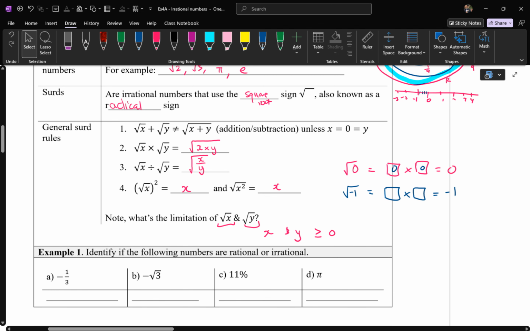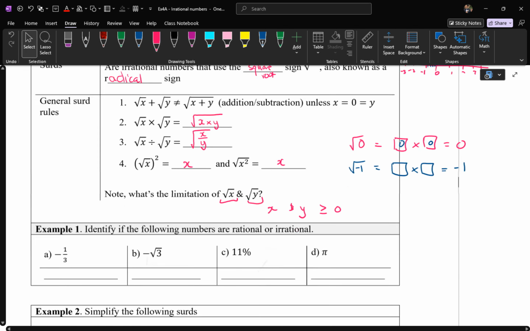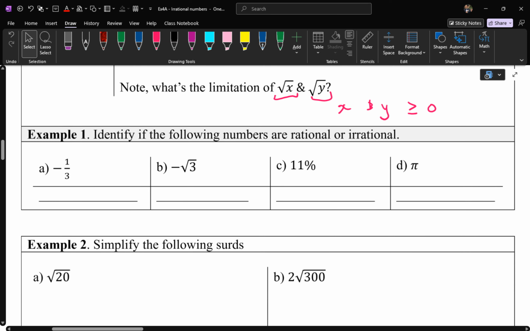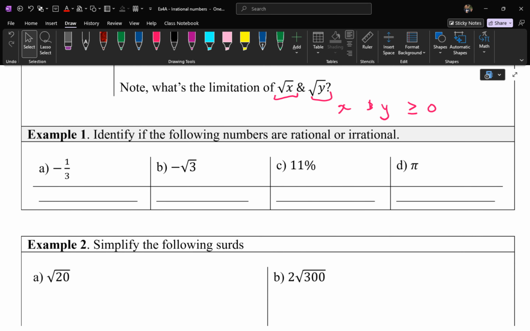So now you've copied the rules. First skill of your exercise is to identify numbers that are rational or irrational. So let's look. Is negative a third rational or irrational? It's rational because it's a fraction. Doesn't matter if it's negative or positive. If you can write it as a fraction, it's rational.